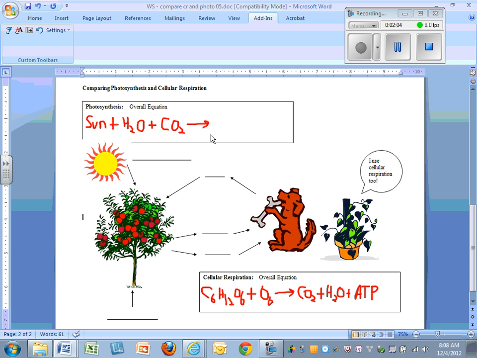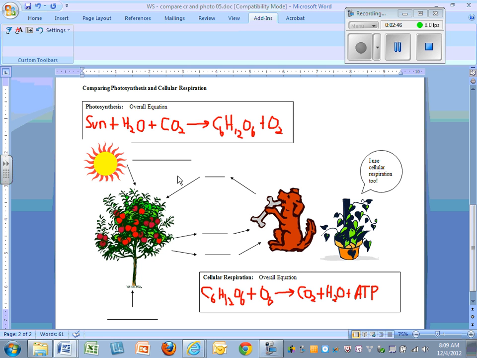Because if I gave you all a plant and I said make it grow, you all would know what to do. You give it water, you give it carbon dioxide from the air, make sure it has sunlight, and in turn the plant makes what? Glucose, which is what we use as food. And if we don't eat plants directly, we eat something that has eaten a plant. C6H12O6, and in turn the plants give off oxygen gas, the leftover water molecules, plant waste that we breathe in.